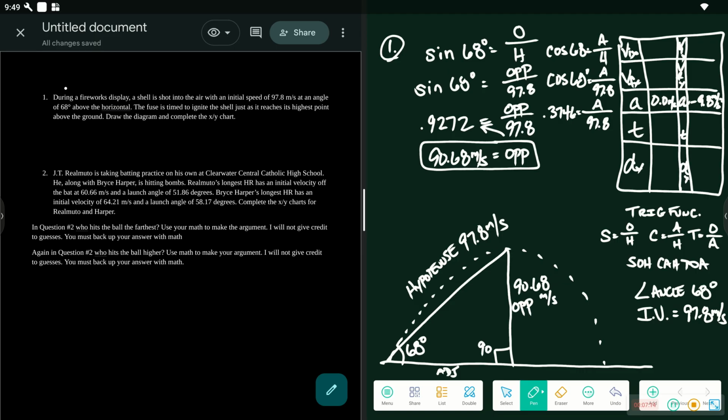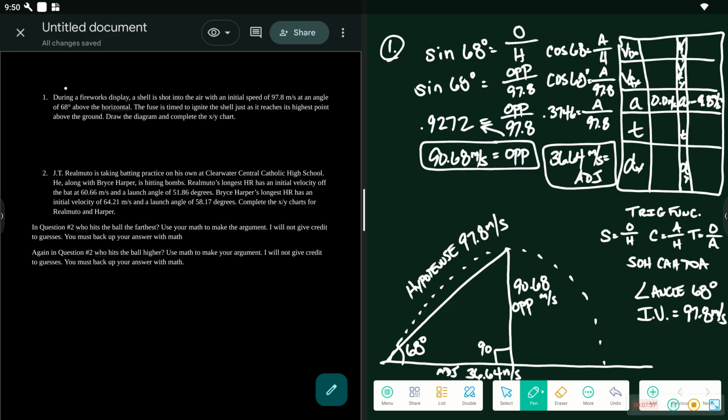97.8. And that's going to equal 36.64 meters per second. And that's the adjacent side. Okay, so a couple things that you can see here.